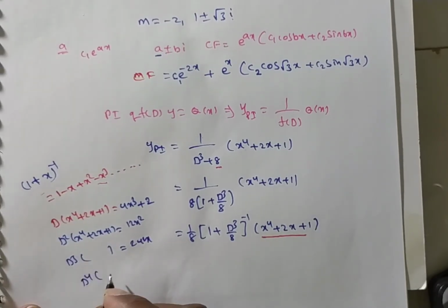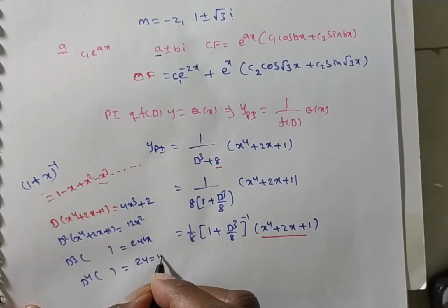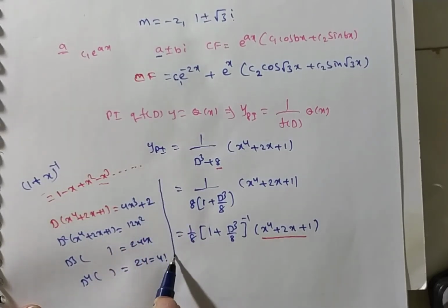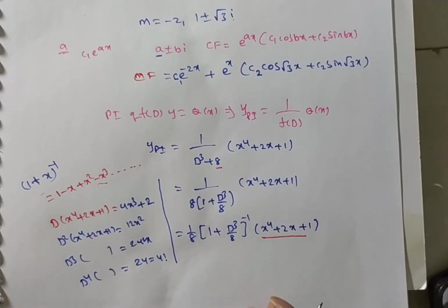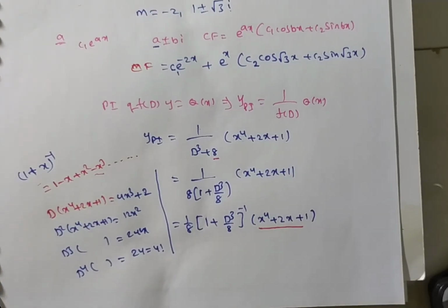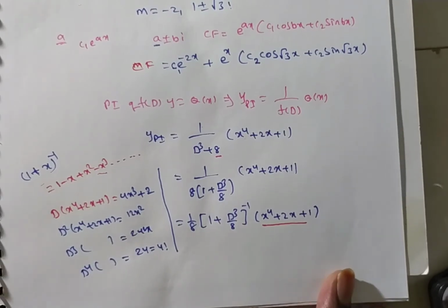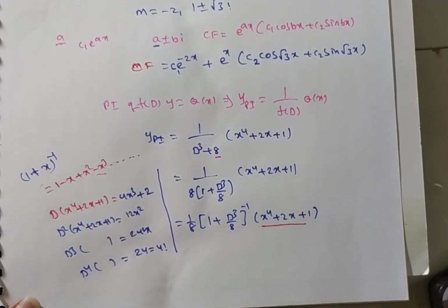Next, D to the power of 4 of the bracket, the derivative 4 times, then you will have 24, nothing but 4 factorial. So we can differentiate 4 times. If you differentiate the 5th time, then what are we getting? 0. If you take higher order than 4, the derivative will become 0. So we are taking only up to this, right?